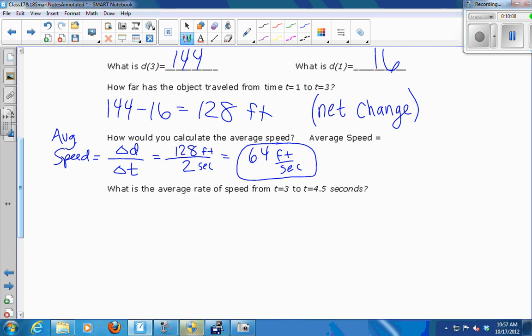All right, work in your groups, come up with the average speed from 3 seconds to 4.5 seconds. All the information you need is in the tables on the screenshots on the page.